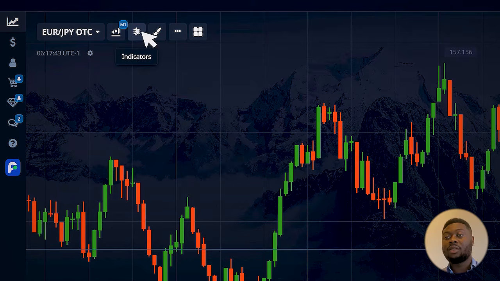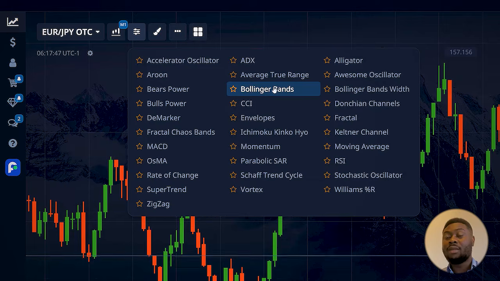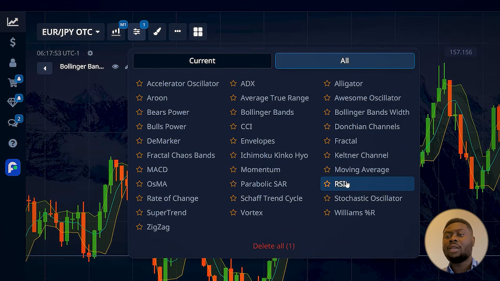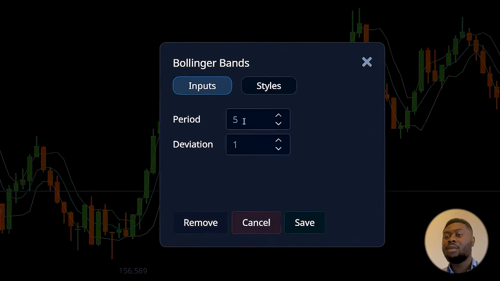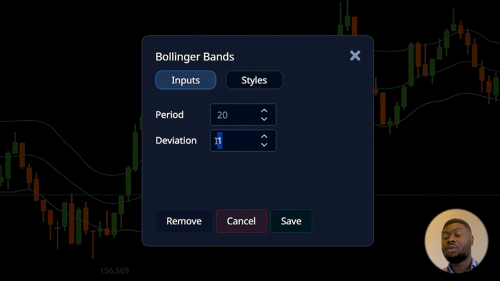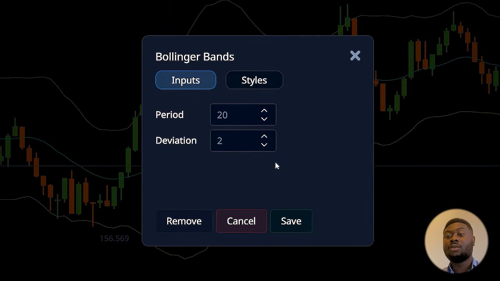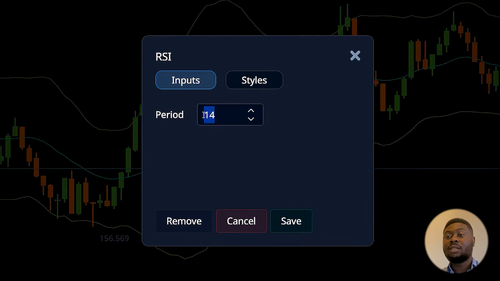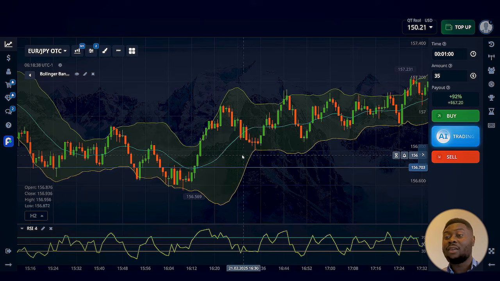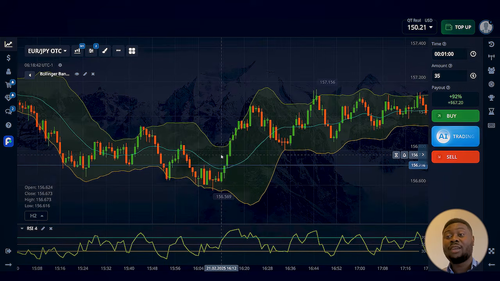I'll open the indicator section and select the Bollinger Bands, and I'll also need the RSI indicator. The Bollinger Bands indicator has a period of 20. The deviation will be 2. Now let's adjust the RSI. The indicator period will be 4. Now I can start working with this strategy. I think this will be a great session and I'll get a good result.